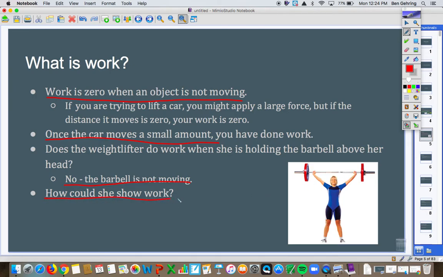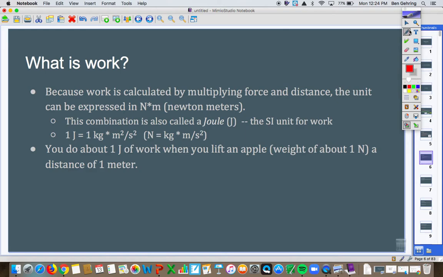So how could she show work? She could move it, she could lift it up and down, she could push it and jump a little bit. All sorts of ways she can show work. Right now, she's not showing any. All right, so back to numbers.